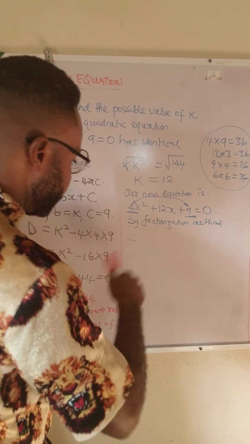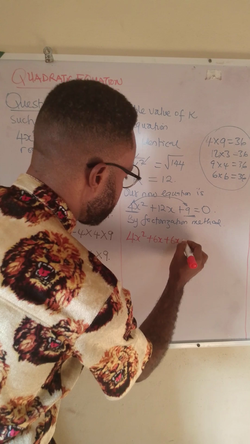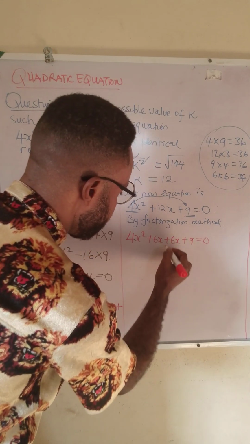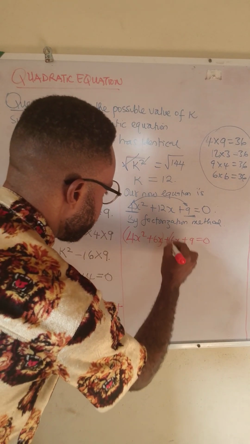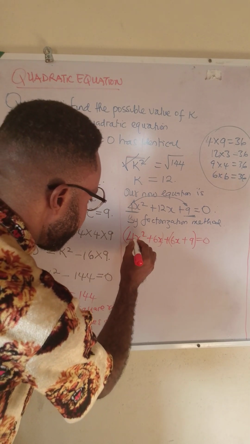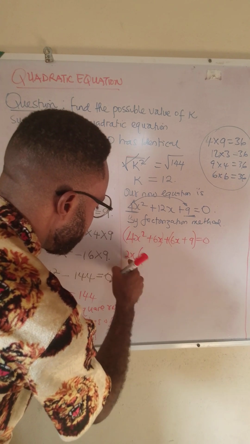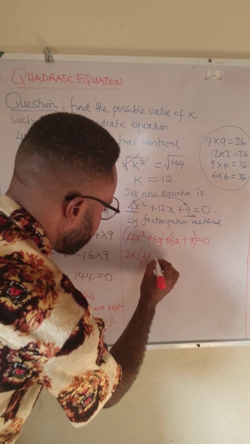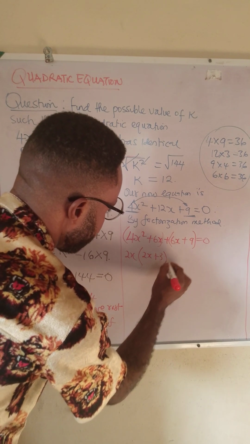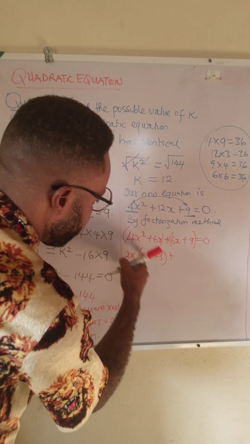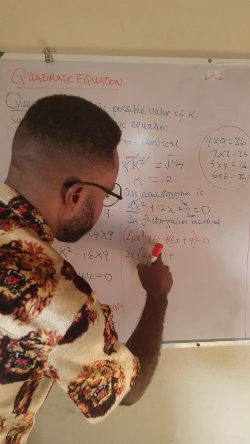So we are going to be having 4x squared plus 6x plus 6x plus 9 equal to 0. So this 6x plus 6x is now representing 12x. So we can now factorize this. Between 4x squared and 6x, what is common is 2x. If we bring out 2x from here, we are left with 2x here, plus 3 here, so that 2x times 2x gives 4x squared, and 2x times 3 gives 6x.